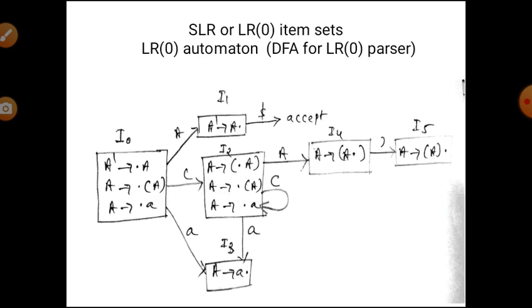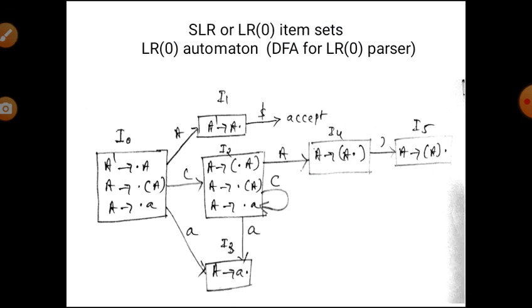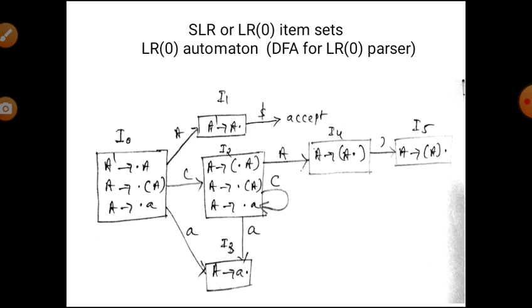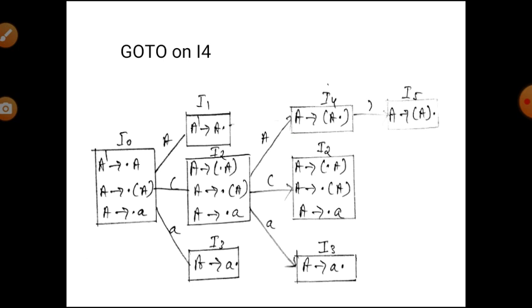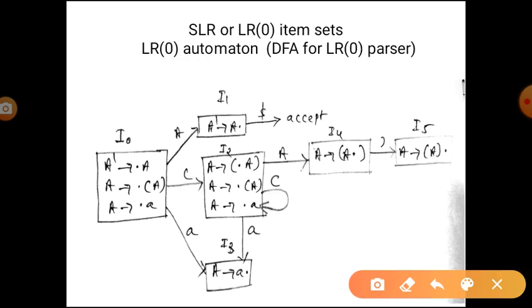And here this is nothing but a DFA, the LR(0) automaton. This SLR(0) parser works like a DFA, a deterministic finite automaton. And in this, you observe the difference: I have added one arrow that is labeled with a dollar, and one that is accept.